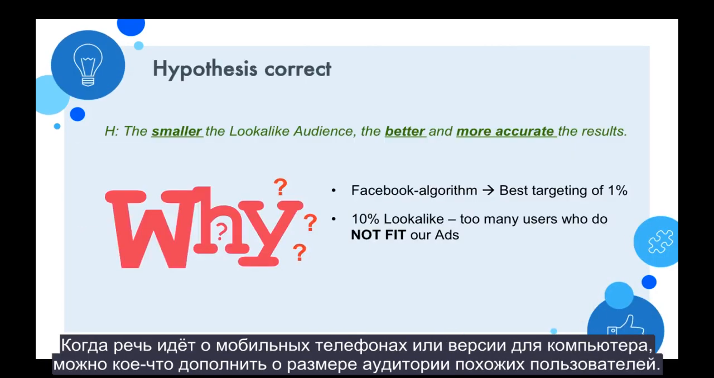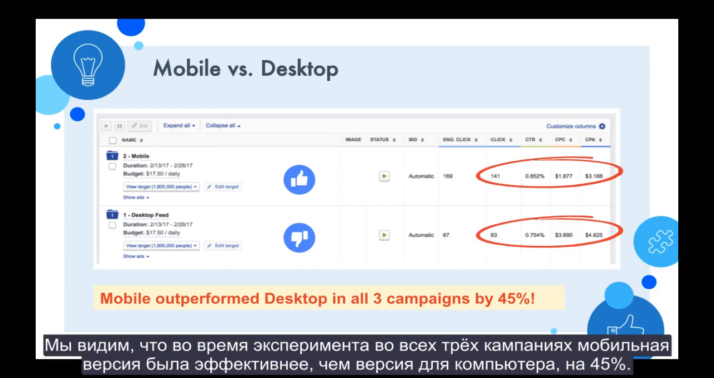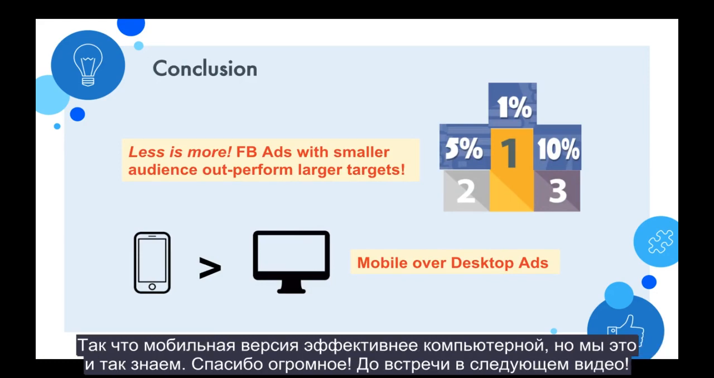So, there was just another very interesting learning additional to the lookalike size when it comes to mobile and desktop placements. Here we see clearly that mobile outperformed desktop in all of the 3 campaigns they were running, so ABC, and therefore a general conclusion is also mobile over desktop, but we knew that anyways.